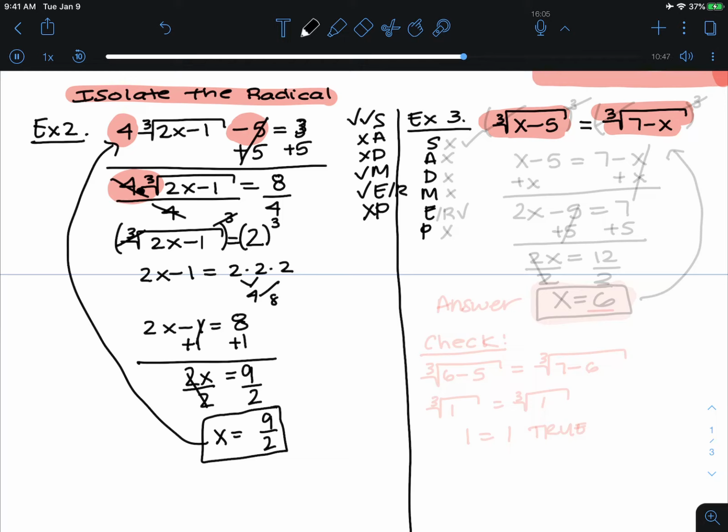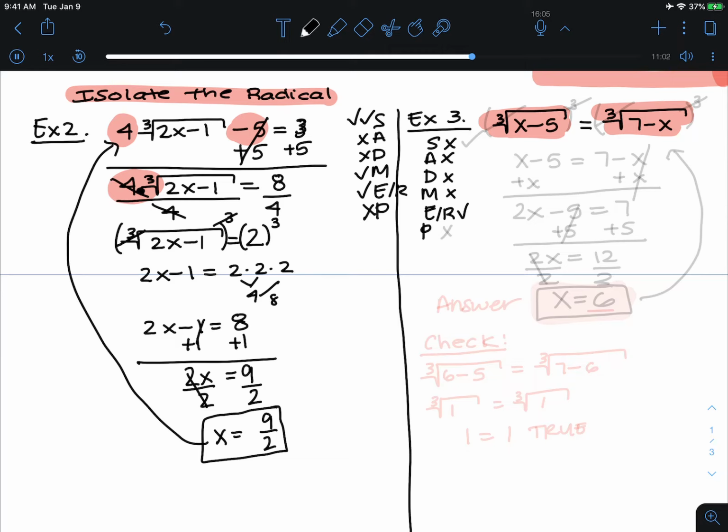Okay, do I have subtraction? Yes, but it's inside the radical, so I can't do anything. Addition, no. Division, no. Multiplication, no. Exponents and radicals? Yes, I do. In fact, I have 2. So how do I get rid of a radical? Raising it to the power, right?